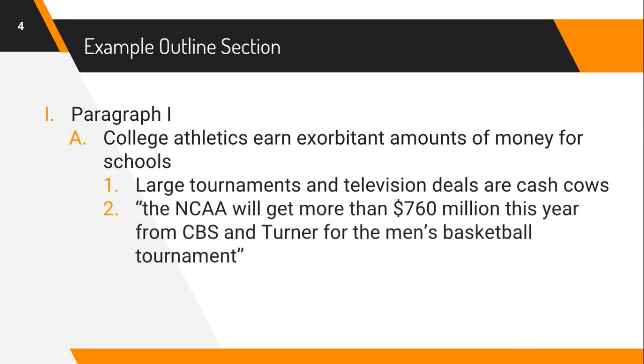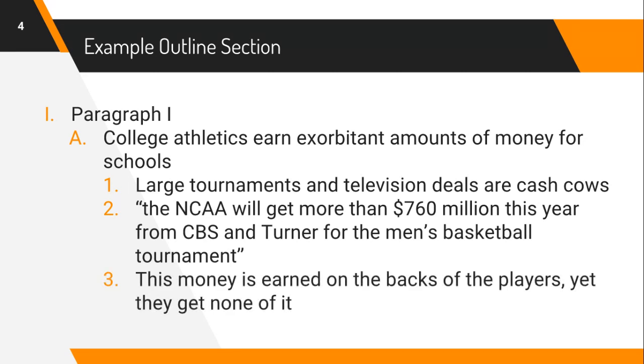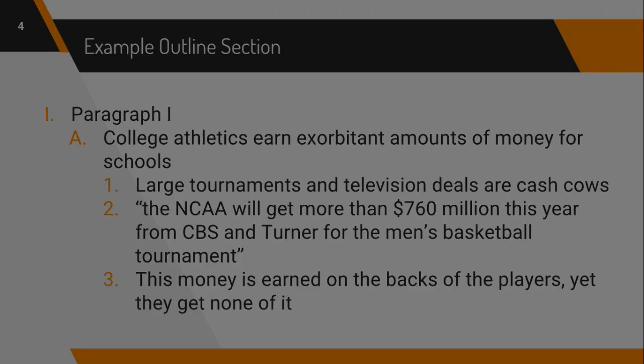And then I can use a quote that I found that says the NCAA will get more than $760 million this year from CBS and Turner for the men's basketball tournament. So again, using that quote from my research to discuss my main point about schools making a lot of money from college athletics. And then I could give my own sort of thought or explanation and say that this money is earned on the backs of players, yet they get none of it. So you can see how I have a main point, and then it's broken down into my other information, my quotes and paraphrases, and then what I have to say myself.